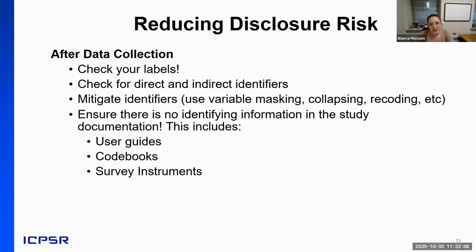Once the data have been collected, go back and check your labels for disclosive information. Check the data for direct and indirect identifiers and work to mitigate any identifiers while maintaining analytic value. You'll also want to ensure that your study documentation is aligned with the final data package and review that documentation to ensure that there aren't any identifiers in your study documentation.